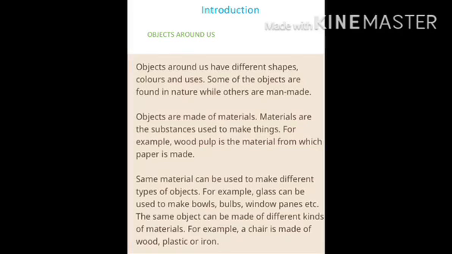The same material can be used to make different types of objects. For example, glass can be used to make bowls, bulbs, windows, pens, etc. The same object can be made up of different kinds of material. For example, a chair is made up of wood, plastic or iron, etc.